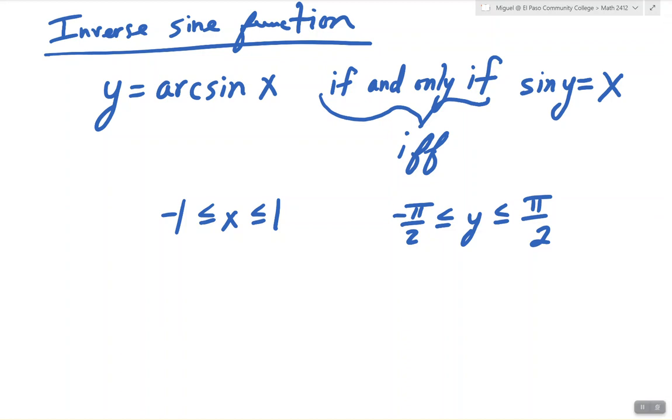Okay, so the domain, when we were working with sine, was all real numbers, and the range was -1 to 1. For arcsine, it's a little different, right? The domain is now from -1 to 1. These are the x's that we are allowed to plug into this function. And then our range, what we get out of it, will only be from here to here, because we're only using that piece.